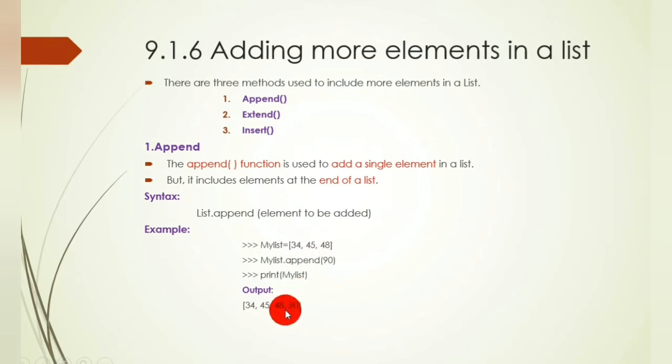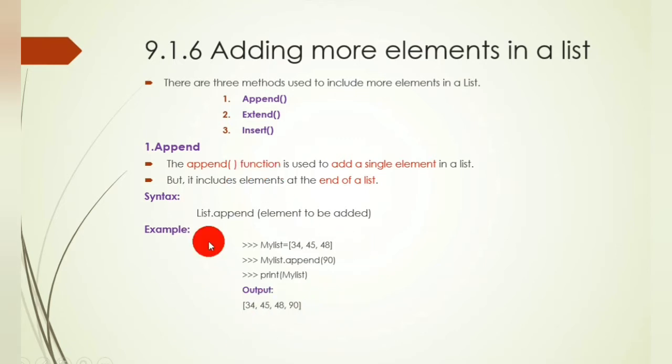Now you can understand the append function is used to add a single element in a list, and it includes the element at the end of the list. Where can you add? We can add at the end of the list.